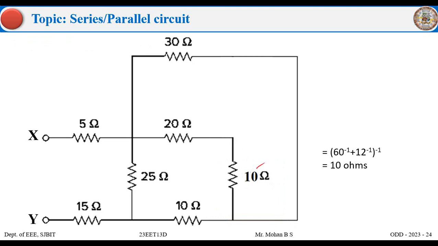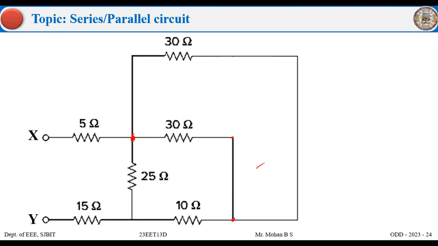Now what can you comment? How do we further simplify? So can I say 30 and 20 are in parallel? No, I cannot. Why? Because for 30 and 20, one junction or one node is common. 30 ohms ends here and 20 ohms ends somewhere here. This is before 10. If you're saying that 20 and 10 are in series, you are right. So these two are in series. Thus we'll end up with 30 ohms.